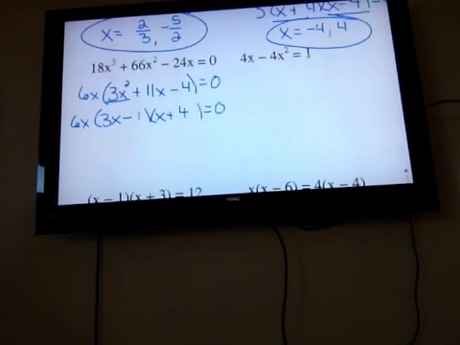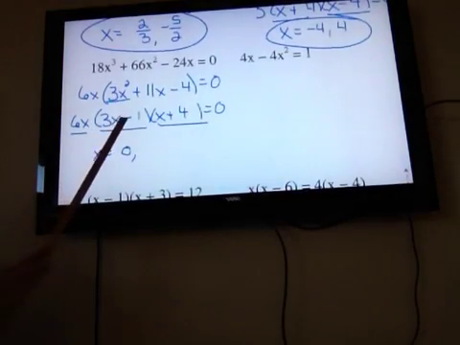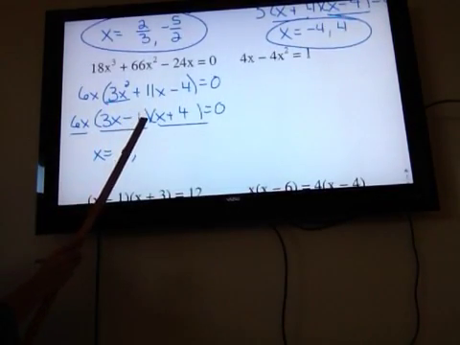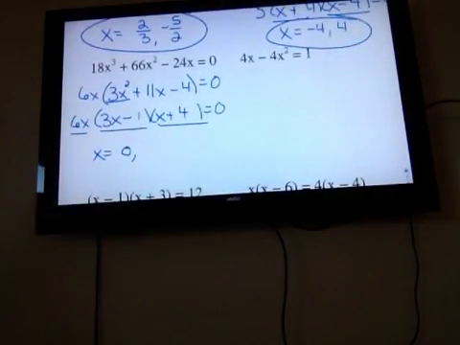Now I have 3 solutions. My power told me that. So the 1 on the outside gives me 0. And then this one is positive 1/3. And negative 4 over 1 or negative 4.